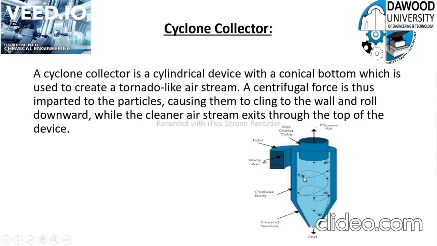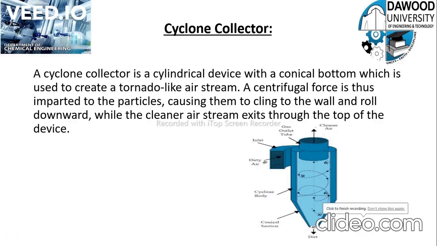Now consider this figure. The cyclone collector consists of a conical section and a cyclone body, and because of this, as the air enters the collector, it moves in a circular motion, and because of the circular motion, it produces centrifugal force, and that centrifugal force pushes all the particles in the air and sticks them to the walls of the collector, and because of this, clean air can be obtained from a tube in the upward direction.